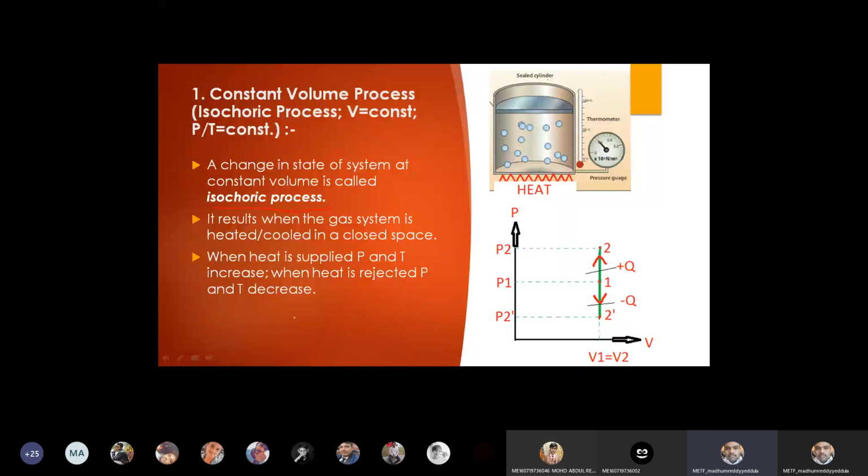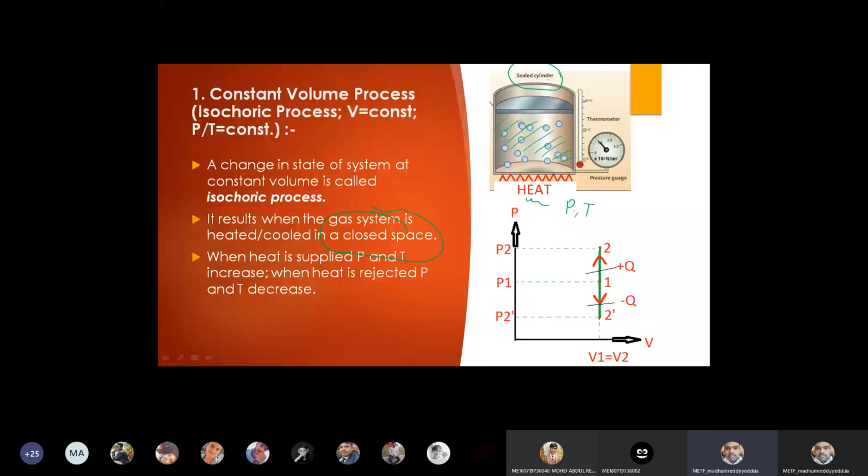So how to attain a constant volume process? It results when the gas is heated or cooled in a closed space. Let us consider a piston cylinder and it is closed, a sealed cylinder. So the volume inside the system will remain constant. This is the volume available, and this volume is always constant. Suppose if you add heat to the system, what will happen? Pressure will increase, temperature will also increase.